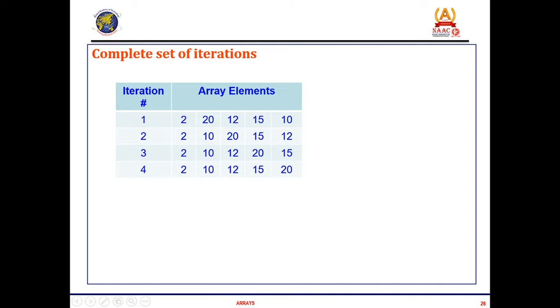Similarly, when we proceed like that, these are the complete set of iterations, and finally at the end of the fourth iteration, we get the entire set of elements in ascending order. One of the things that is common in bubble sort and selection sort is that both these sorting techniques take n minus 1 iterations to sort the elements in ascending order.